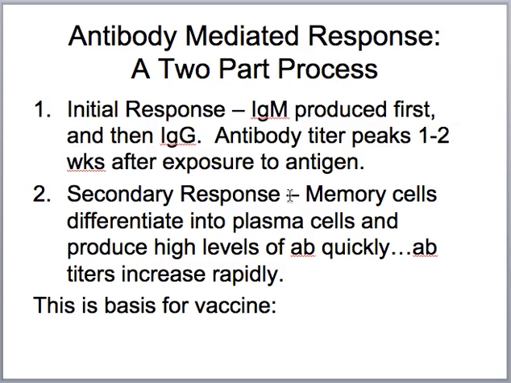Then the secondary response is when the memory cells will differentiate into plasma cells. So the second time, let's say a month or a year or 2 years or 10 years down the road, your body encounters that same antigen, you have memory cells still lingering in your body, and once they see that antigen, they will quickly differentiate into plasma cells and produce high levels of antibodies very quickly. So the antibody titers or levels will increase rapidly. And this is the basis for vaccinations.